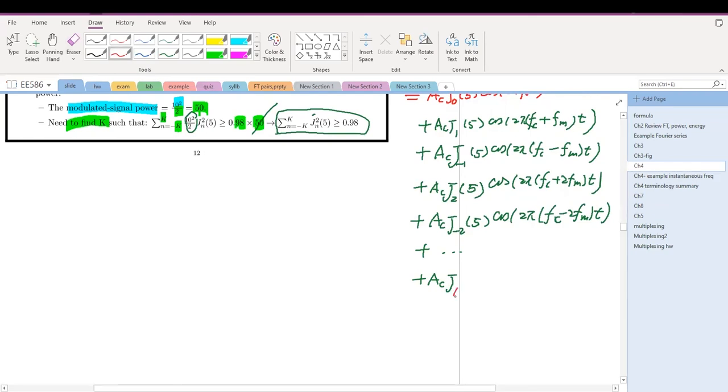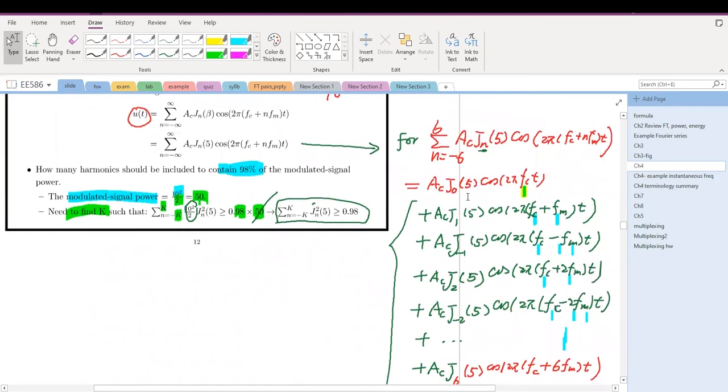Let's do the last two: 6, 5 cosine 2 pi (FC plus 6 FM) t, and the last one will be AC minus 5 cosine 2 pi. The truncated modulated signal contains frequency FC with magnitude AC J0,5 and frequency FC plus FM, the magnitude AC J1,5, and frequency FC minus FM, the magnitude is AC J minus 1,5. For frequency FC plus 2 FM, the magnitude is AC J2,5. In frequency FC minus 2 FM, the magnitude is AC J minus 2,5.